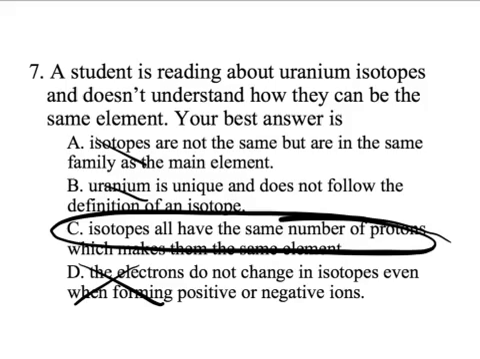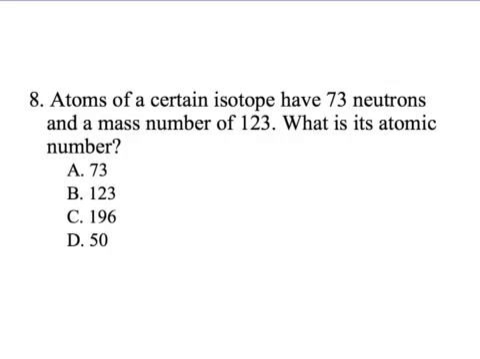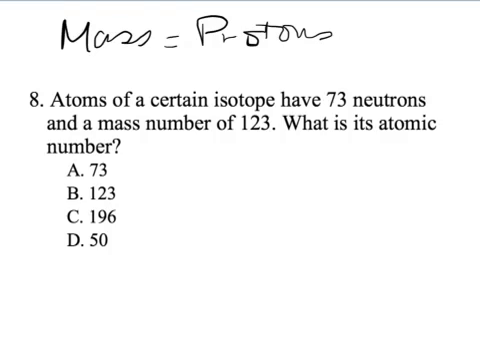Okay. Atoms of a certain isotope have 73 neutrons and a mass number of 123. What is its atomic number? Well, mass number equals protons plus neutrons. So this time we have a mass number of 123, and we know that protons is equal to the atomic number, just in case.